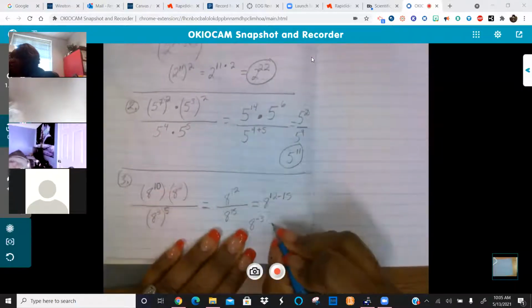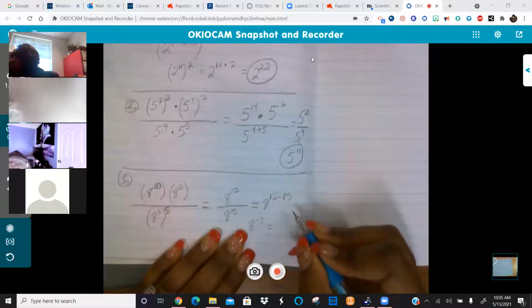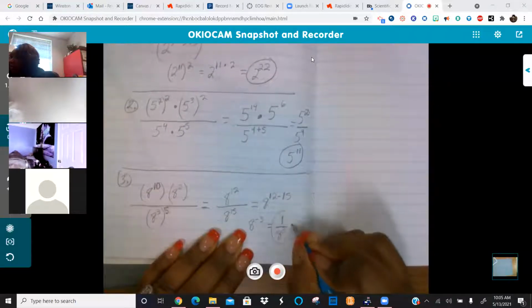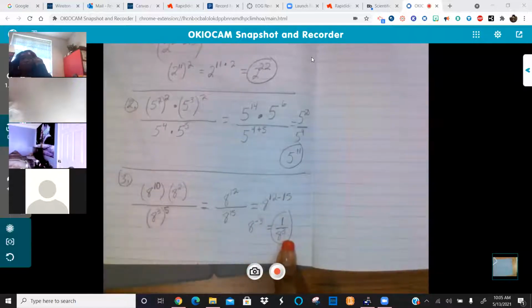How do you write this final answer? Very good. You have 1 on the top, and what do you put on the bottom? 8 to the what? 3rd power. Great job. And now 3 is positive. Very good, y'all.